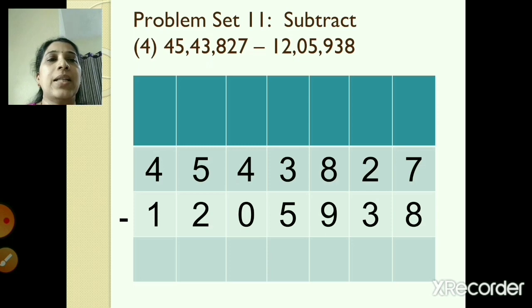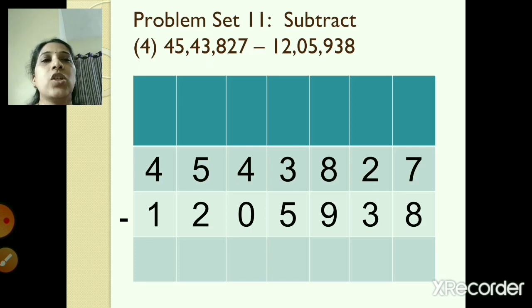45,43,827 minus 12,05,938. So let's arrange them. 45,43,827. So 7 in the units place, 2 in the tens place, 8 in the hundreds place, 3 in the thousands place, 4 in the 10,000s place, 5 in the lakhs place, and 4 in the 10 lakhs place.